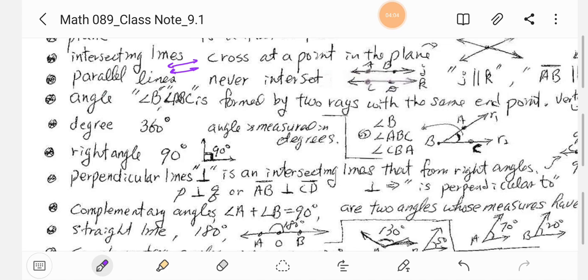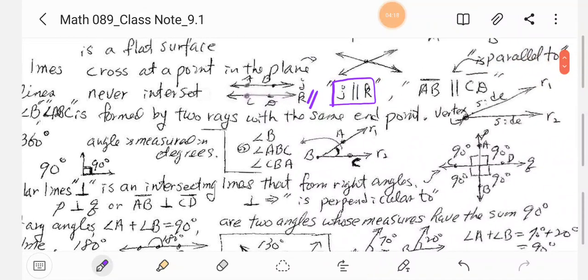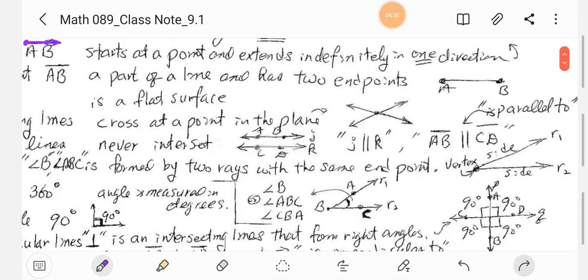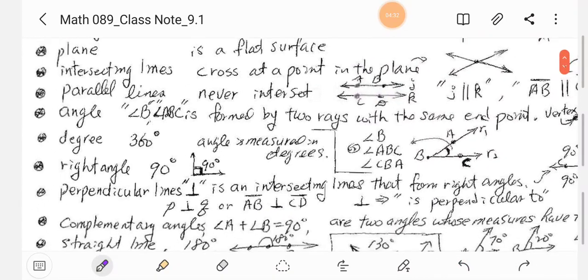So in this case, we use a symbol like this. If line L and line J and line K are parallel, then we use the parallel symbol. Also if 2 line segments AB and CD are parallel, we use the parallel symbol. So line J is parallel to line K.